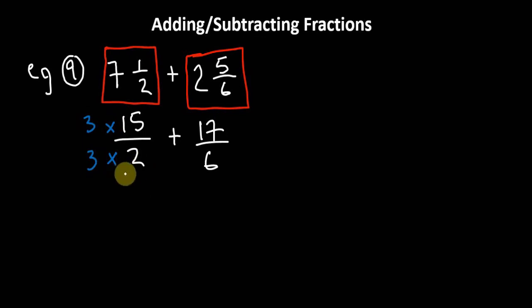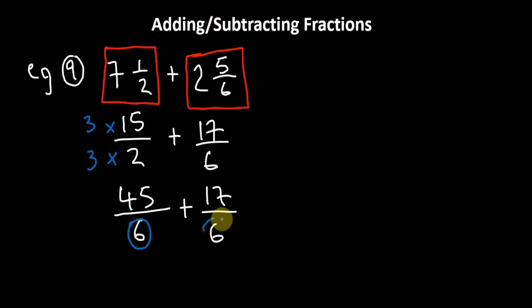Remember guys, all we're doing in this step is geared towards having both fractions with the same denominator. So 3 times 15, that's 45, over 3 times 2, that's 6, plus 17/6. And of course guys, this is what we want. We want to see common denominators. And once we have that, we can go ahead and add the numerators. 45 plus 17 will give us 62 over the common denominator, which is 6.